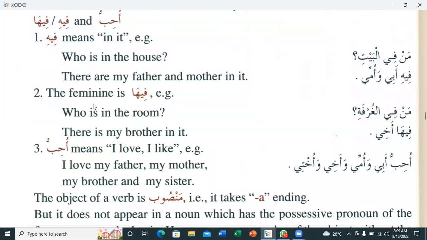Second is fiha. Fiha is used for the feminine, muannath, and fihi is used for muzakkar, masculine. For example, if we say man fil ghurfati, our question is who is in the room? Answer is fiha akhi, there is my brother in it. Because al-ghurfa is a feminine word in Arabic, so we use in the answer fiha, not fihi. Got it? Yeah. Got it. Okay.